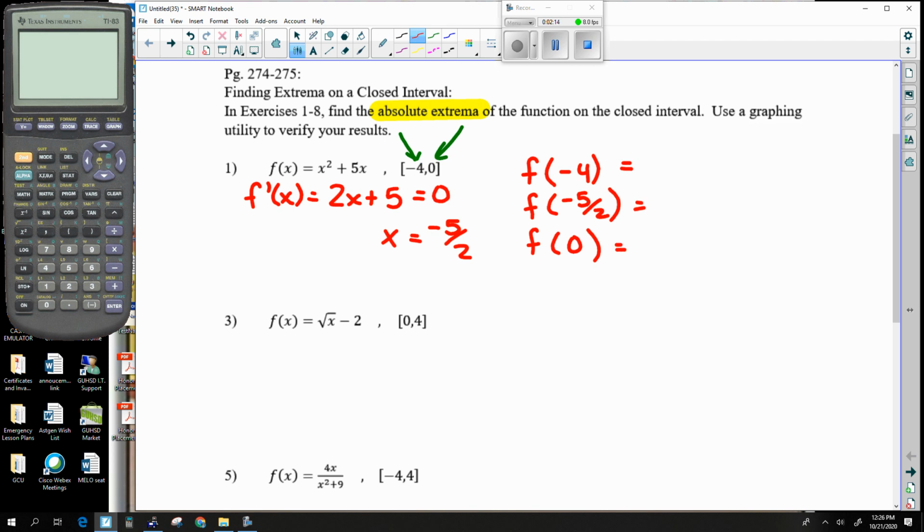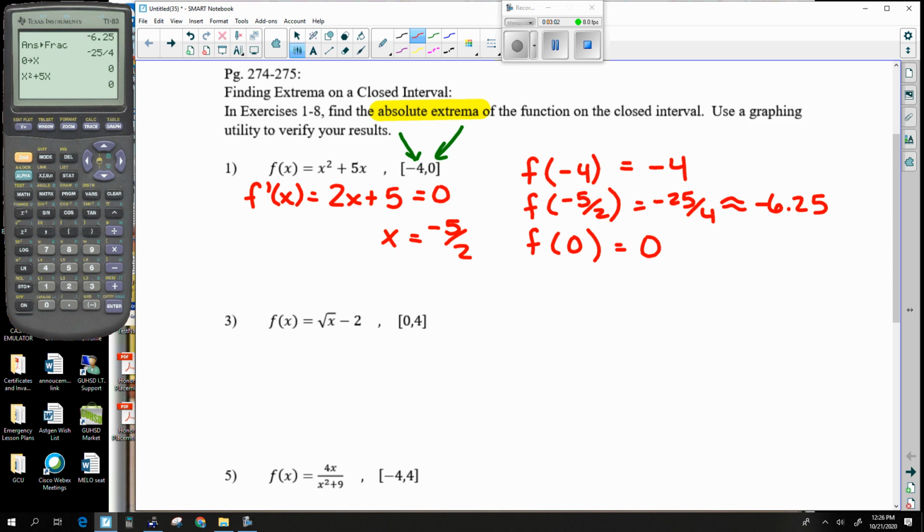And from here, I really don't mind if you use a calculator on the test, even if it's a no calculator section. It's just because this is arithmetic, and it's just for time's sake. All right, so -4 gets us an answer of -4. -5 over 2 gets us an answer of -6.25, which is -25 over 4. And then 0 gives us an answer of 0.